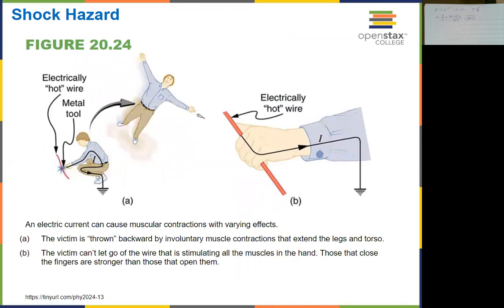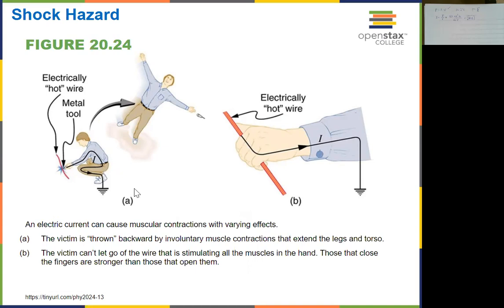All right, the shock hazard is when the electricity goes through your body. When that happens, it gives you a very unpleasant feeling if it's not too big, but it could be very dangerous when it's too big.